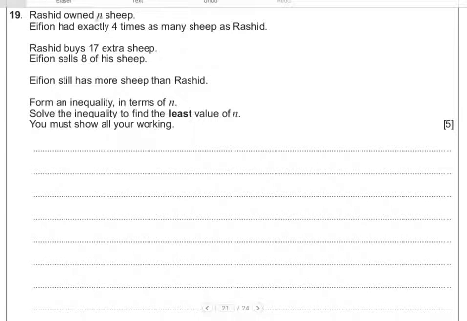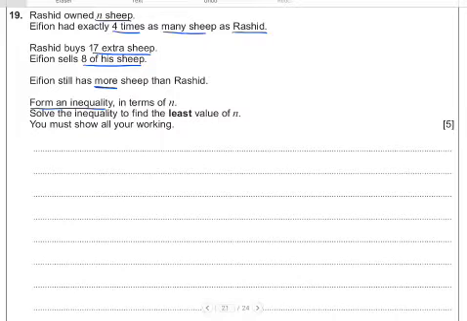Rashid owned n sheep. Ifion had exactly 4 times as many sheep as Rashid. Rashid buys 17 extra sheep. Ifion, I think that's how you say it, sells 8 of his sheep. Ifion still has more sheep than Rashid. Form an inequality.